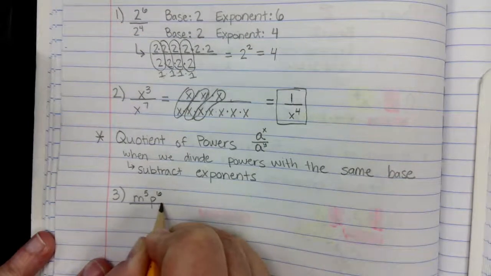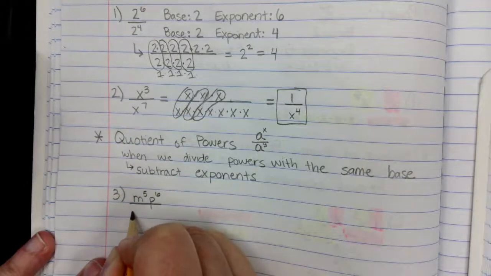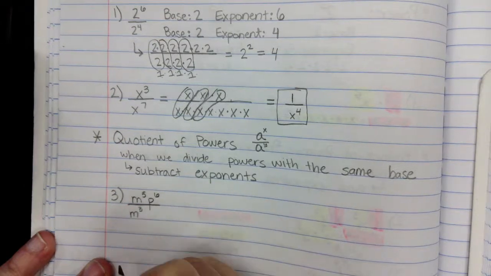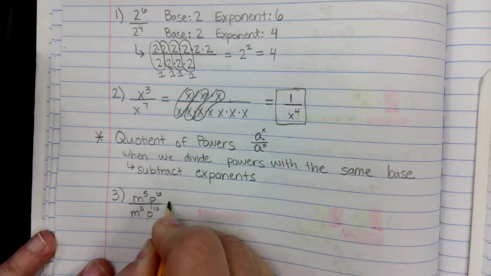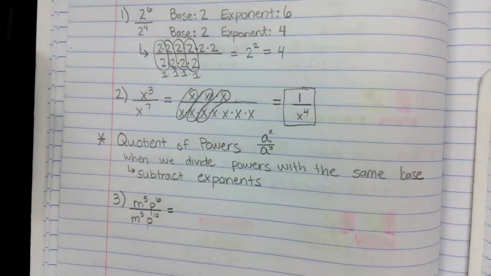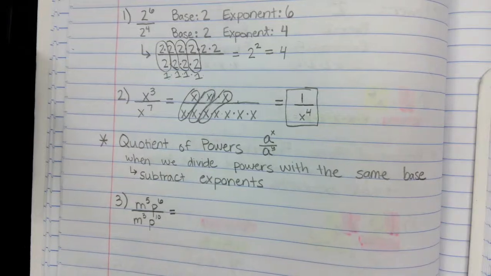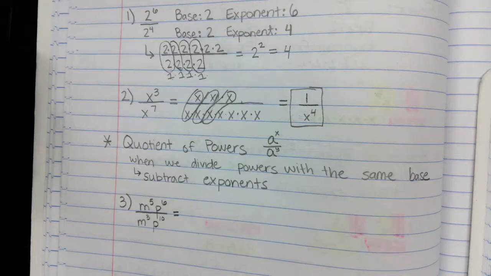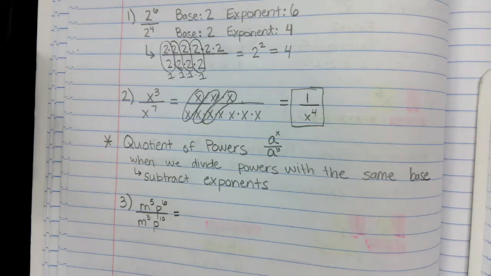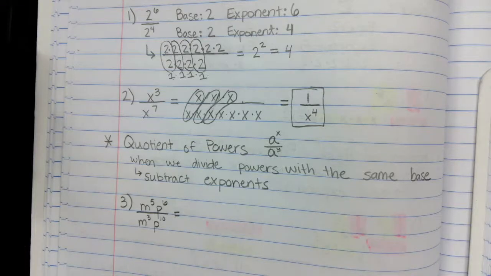Alright, and with a quotient to the c power, we find the power of the numerator and find the power of the denominator. It really just means to find the power, multiply our exponent, of the numerator and of the denominator, which brings us to our very last.